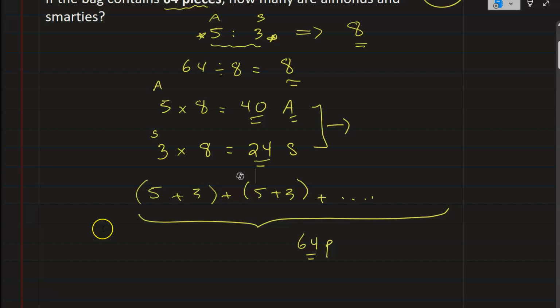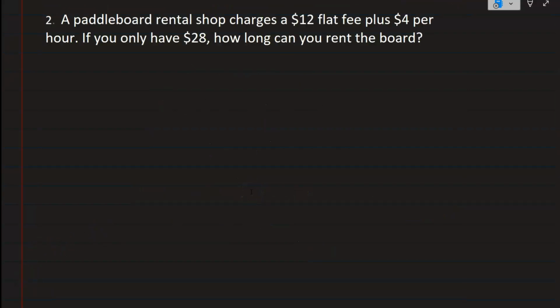All right, let's look at another question. A paddleboard rental shop charges a $12 flat fee plus $4 per hour. If you only have $28, how long can you rent the board for? All right, well, we have this $12 flat fee and then $4 per hour. That's the rate. So again, a couple of ways of doing this problem, but you decide. So we'll start off with the first hour. So we have $4 per hour plus the $12 flat fee. That's your initial hour will cost you $16.